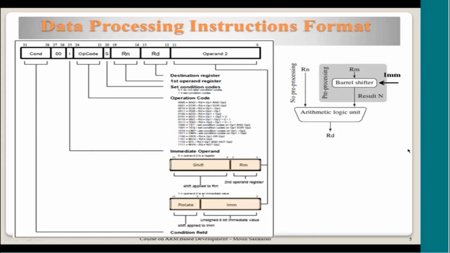Okay. Now there may be two possibilities. In yesterday's session, in last session, I mentioned that the move instructions are single operand instructions.